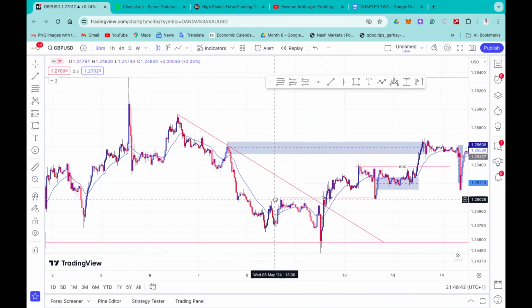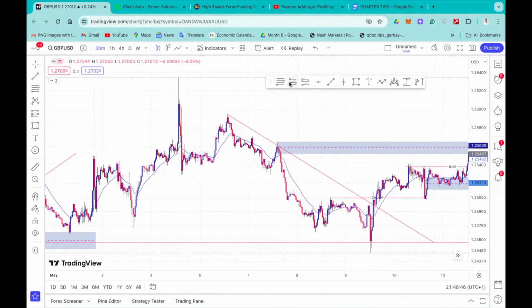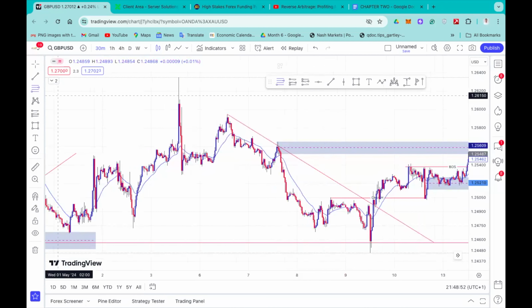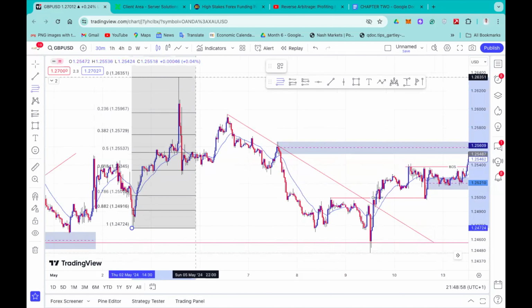So let's get a clear example right here. Now this is my Fibonacci. For you to get a Fibonacci, you come to your TradingView, then you click on Fibonacci retracement. For an uptrend, you take from the low point down to the high point here. So these are my levels: 0.23, 0.38, 50, 61.8, 78.6, and 88.2.